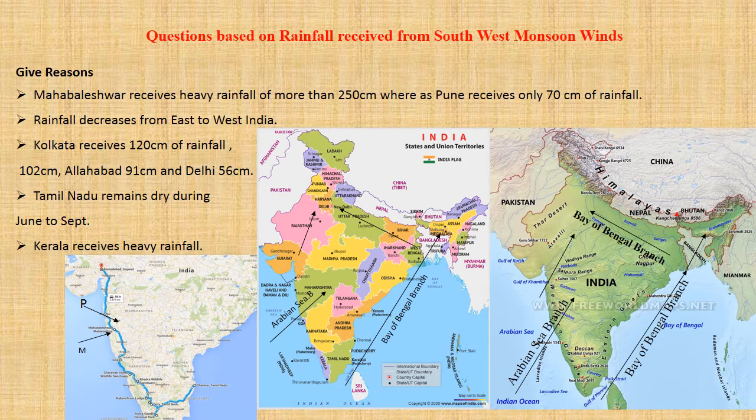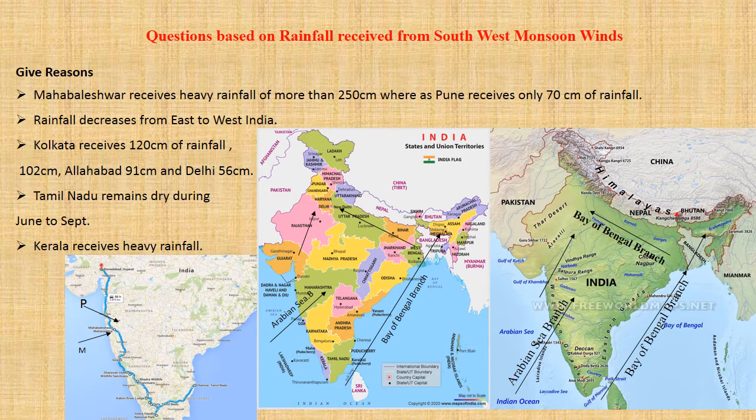Whereas Pune lies on the leeward side of the Western Ghats, which is shown with the pointer. So Pune will receive less rainfall compared to Mahabaleshwar due to the windward and leeward concept. I'll repeat: Mahabaleshwar lies on the windward side of the Western Ghats, so it receives heavy rainfall of 250 centimeters, whereas Pune lies on the leeward side, so it receives 70 centimeters of rainfall. Now let's go to the second question.